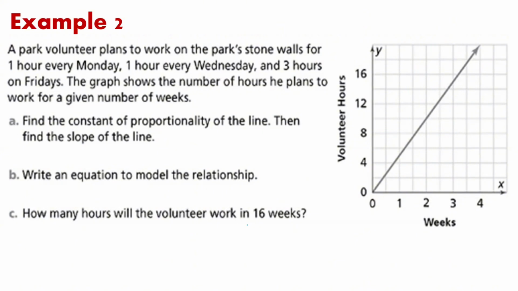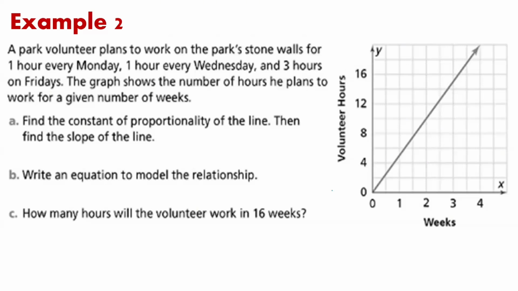The example reads, a park volunteer plans to work on the park stone walls for 1 hour every Monday, 1 hour every Wednesday, and 3 hours on Friday. The graph shows the number of hours he plans to work for a given number of weeks. A, find the constant of proportionality of the line, then find the slope of the line. B, write an equation to model the relationship. And C, how many hours will the volunteer work in 16 weeks?